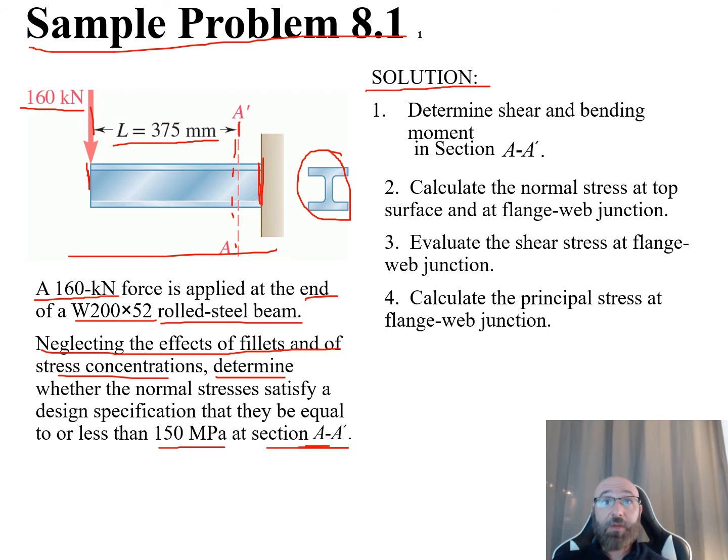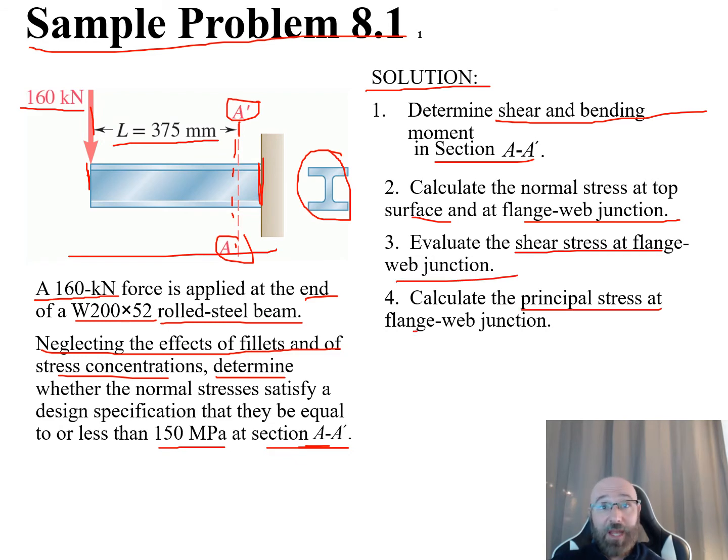So our first step is going to be to determine the shear and bending moment in the section A prime. So there's this section right there. Step 2, we're going to calculate the normal stress at the top surface of the flange web junction. From there, we're going to evaluate the shear stress at the flange web junction. And last, we're going to calculate our principal stresses at that same flange web junction.